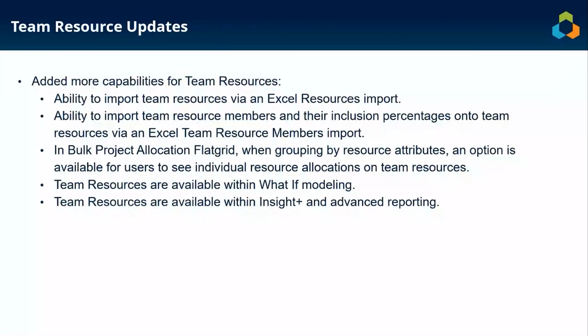Within 9.3, we have added more capabilities to team resources. This includes the ability to import team resources via an Excel resources import, the ability to import team resource members onto the team resources with their inclusion percentages. In the bulk project allocation flat grid, you can now view the individual resource allocations on team resources when grouping by a resource attribute. Also, team resources are available within What If modeling, Insight Plus, and advanced reporting. Let's walk through some of these within Tempus.